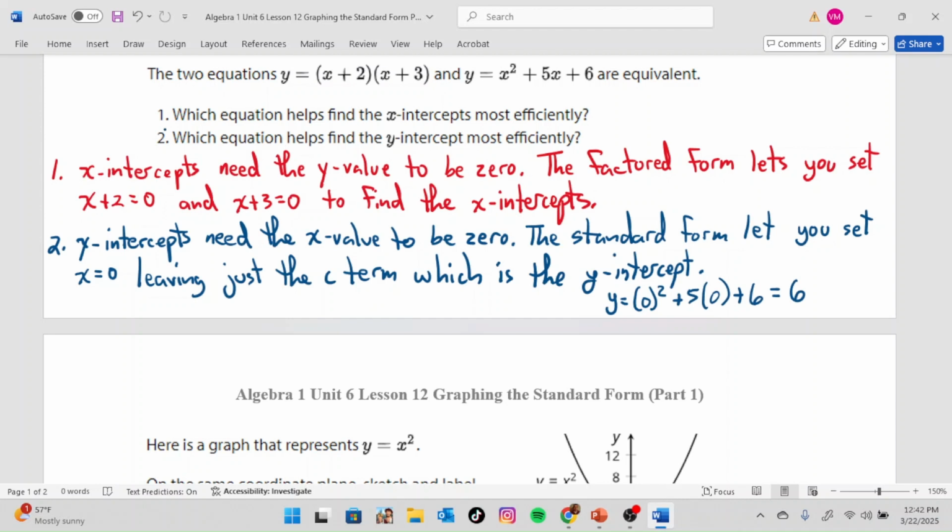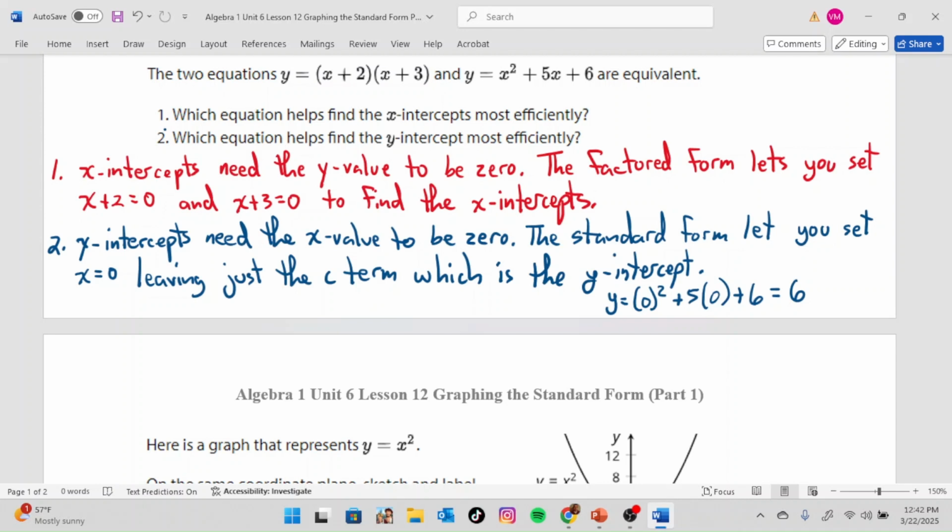So depending on what it is that you're looking for, you may want one equation instead of the other. If what you're trying to find is the x-intercepts, then you want to use the factored form. Set each factor equal to 0, and you find your x-intercepts.